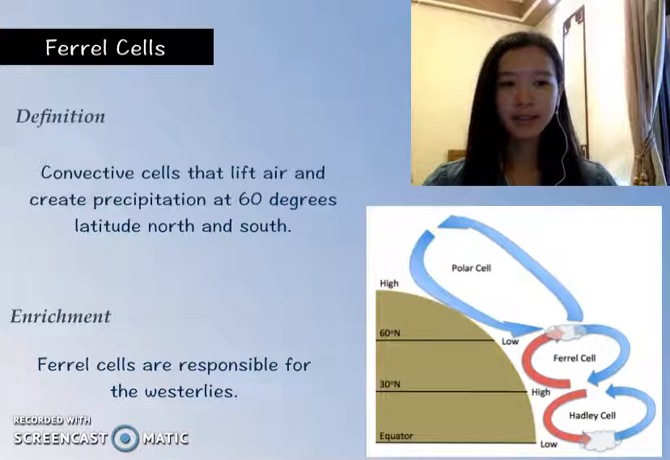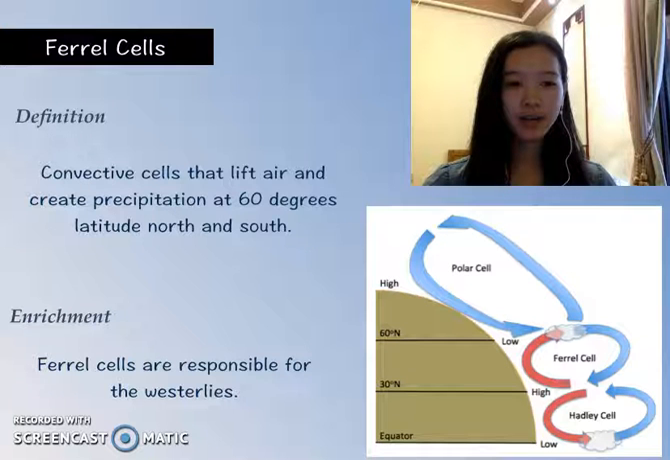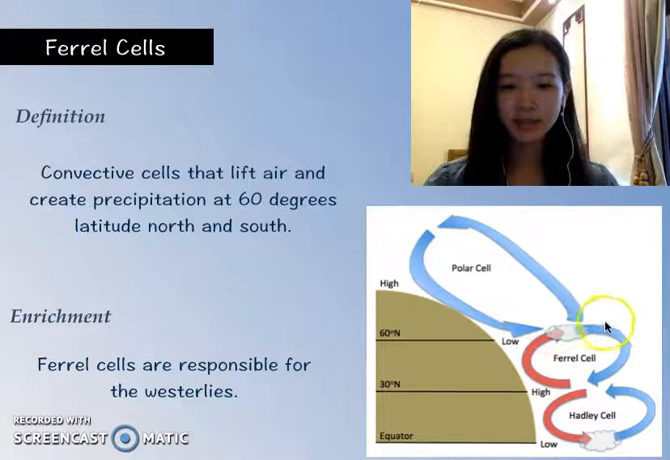Now let's look at the second type of cells in the atmosphere. It's called the Ferrel cells. Ferrel cells are the convective cells that lift air and create precipitation at 60 degrees latitude, north and south. So in this diagram, you can see that the Ferrel cell rises at 30 degrees and descends at 60 degrees, and it creates precipitation at 60 degrees latitude.